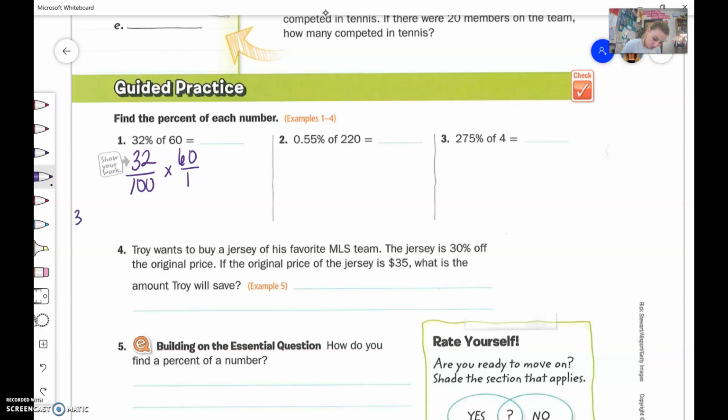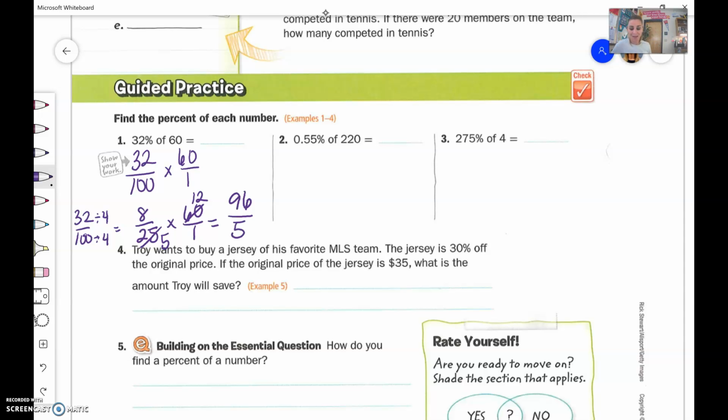So over here I'm going to go 32 hundredths, and I know that I can divide each of those by 4, which is going to give me 8/25, and we're going to multiply that now by 60 over 1. Okay, we can cross simplify here, because I look at 60 and 25, I know I can divide each of those by 5. So 25 divided by 5 is 5. 60 divided by 5 is 12. So now my problem becomes 8 times 12, which is 96. And then I have 5 times 1, which is 5.